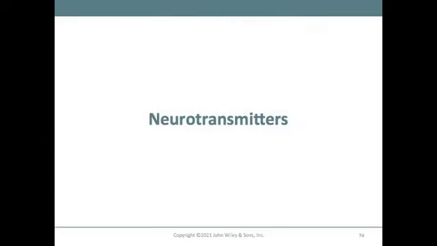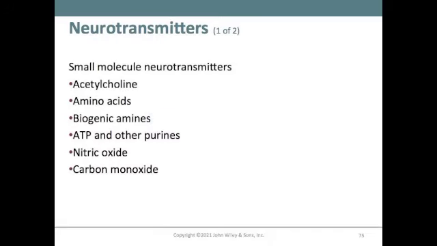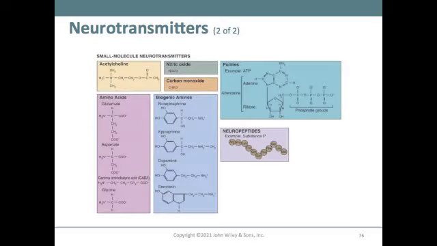Let's talk about neurotransmitters. Neurotransmitters starts on page 451, but these are small molecules, and it shows examples of what your body can use as a neurotransmitter. Acetylcholine, we've mentioned that before. Amino acids, so you should know amino acids by now, right? Biogenic amines, ATP and other purines, nitric oxide, and carbon monoxide. Those can all function as neurotransmitters. And then here it shows you the chemical structure of those.